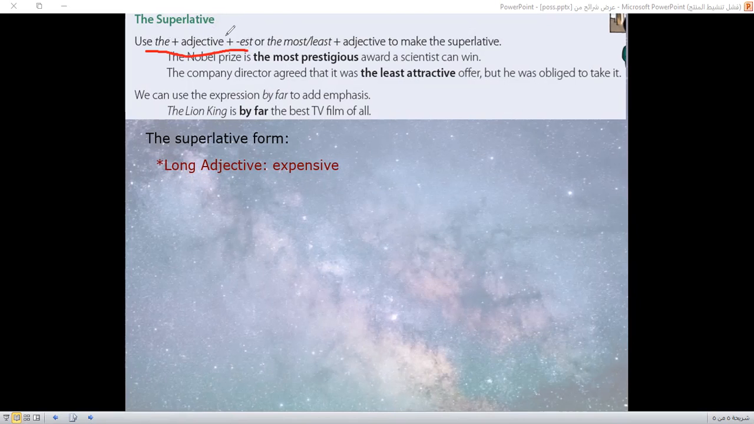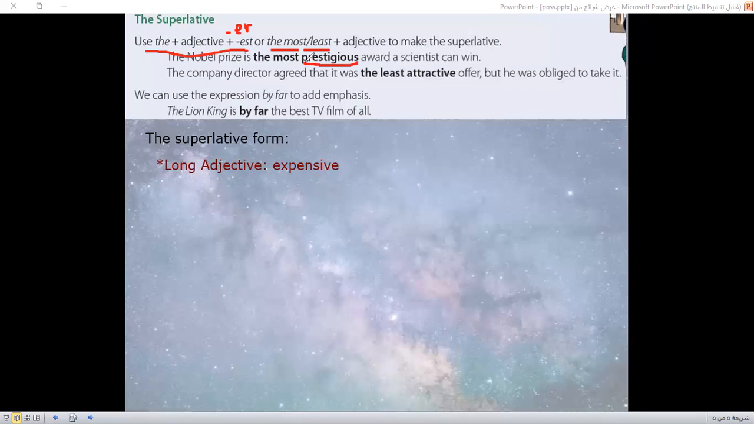When it was long, we had the adjective and then er. You see the short adjective, دائما أنا أضيف له أحرف because it's short, so I can add more letters, while the long adjectives I'm going to say the most or the least. Remember yesterday when we said less or more? Here we have the most or the least, plus the adjective to make the superlative. So, for example here, the Nobel Prize is the most prestigious award a scientist can win.